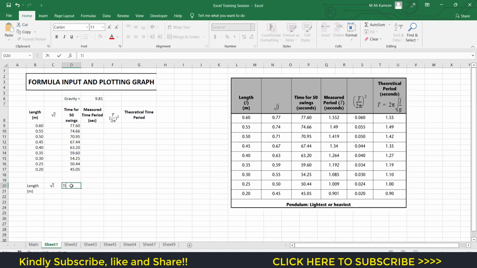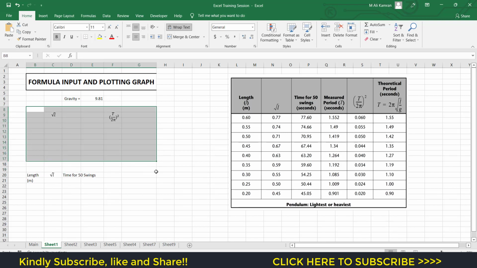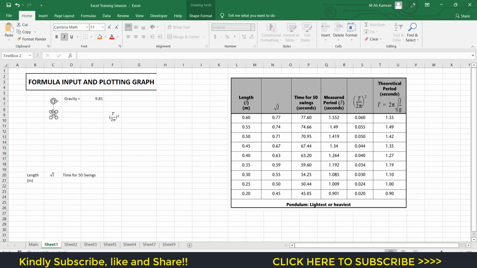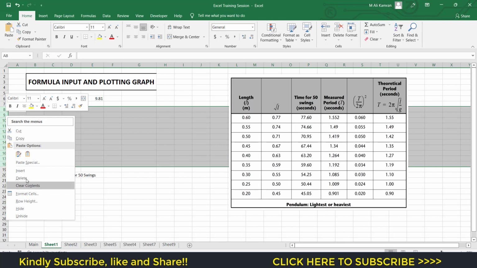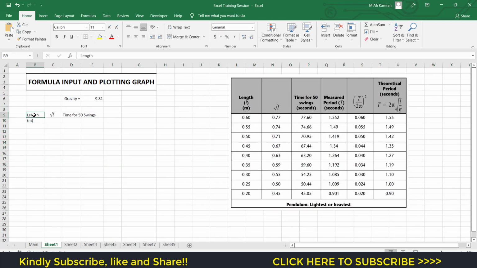So let me write that the time for 50 swings, and let me delete all this data, right? Let me delete it so that we can have more space. And since we have included this as an equation, they cannot be deleted directly, so we need to delete them one by one. Okay, let's delete all these rows. Delete. Now this is the length, and then the square root L, time for 50 swings.